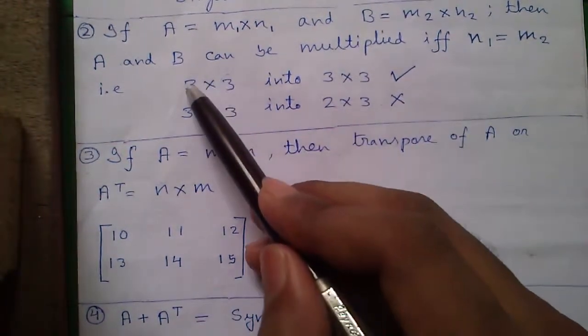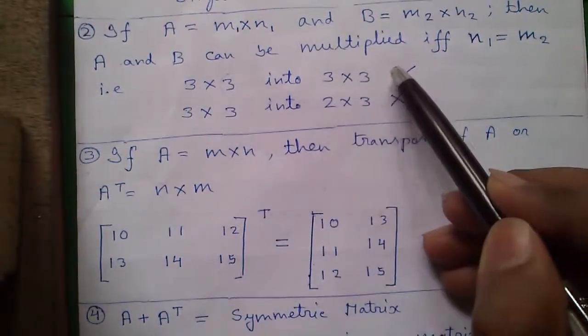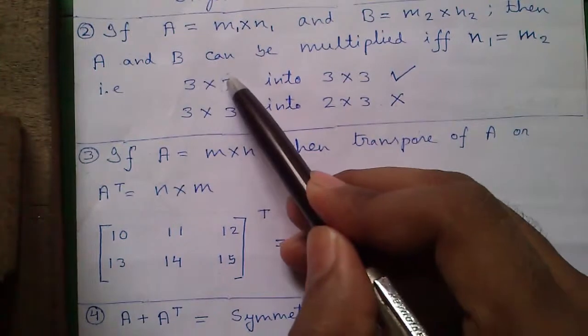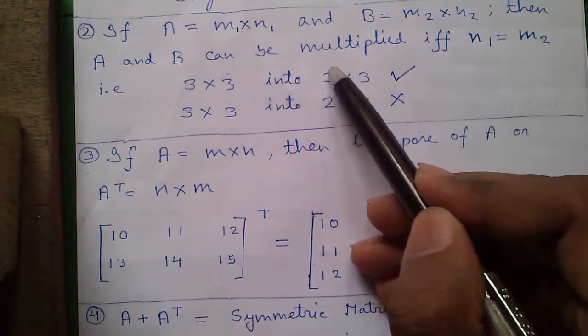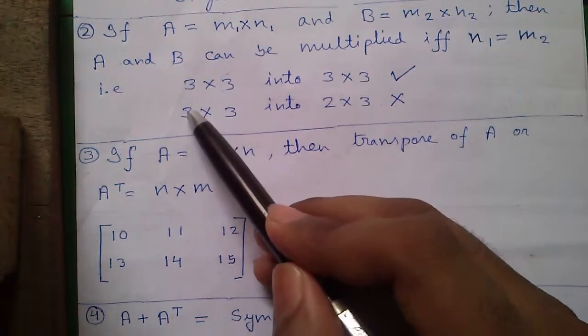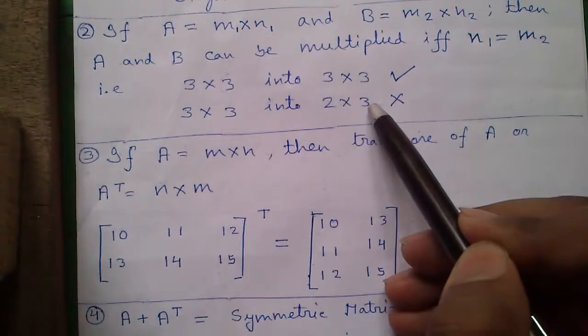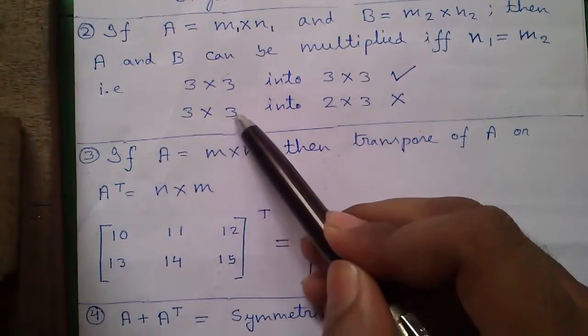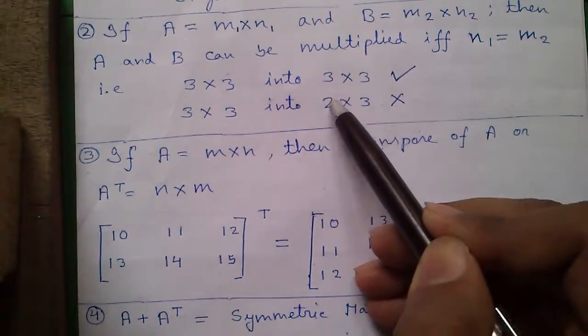That means we can multiply our 3 into 3 matrix with a 3 into 3 matrix because the number of columns in matrix A equals to number of rows in matrix B. But we cannot multiply our 3 cross 3 matrix with a 2 into 3 matrix because the number of columns in matrix A is not equals to number of rows in matrix B.